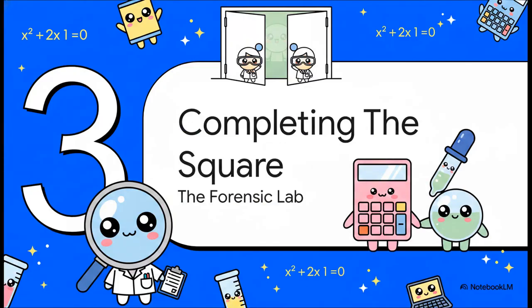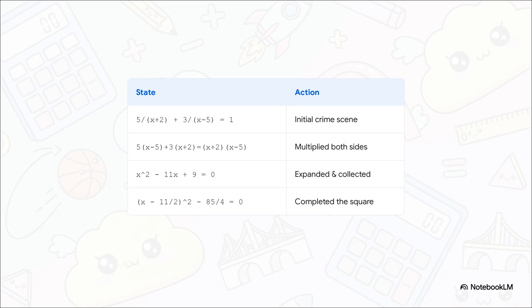Section 3, completing the square, the forensic lab. Now, what's really interesting about this slide is seeing how the chaos actually resolves. Step through these lab doors with me, rookie. We are going to process this evidence. At the top of our file, we've got our initial messy crime scene. For Step 1, to eliminate those hiding places, we just multiply both sides by the denominators, x plus 2 and x minus 5. And boom, just like that, the fractions are completely gone.